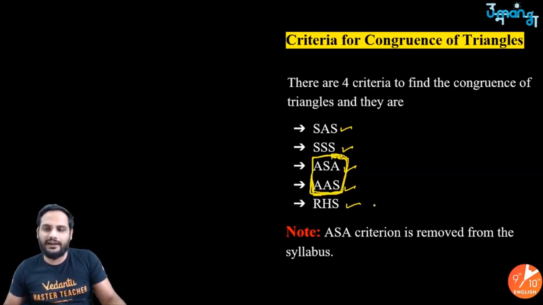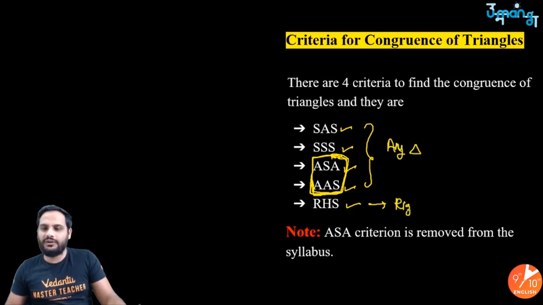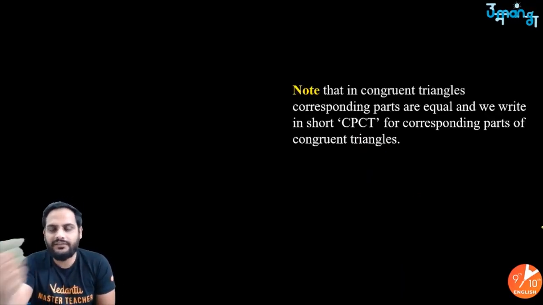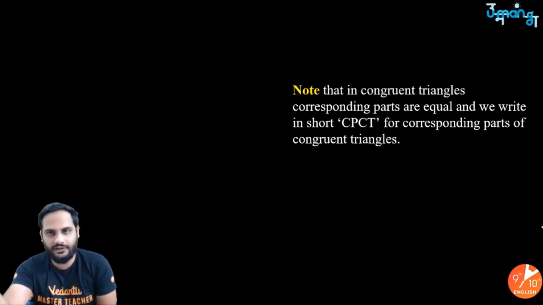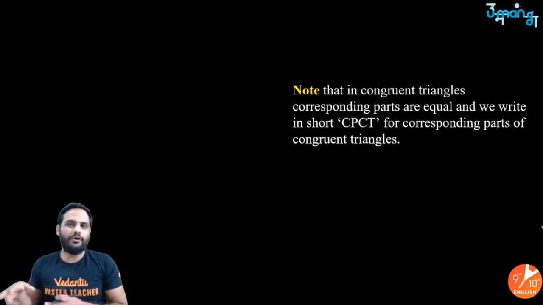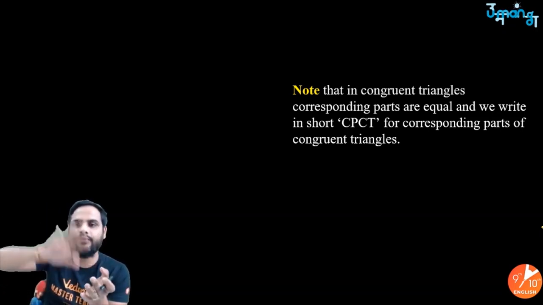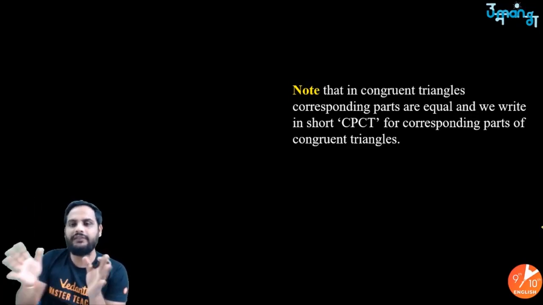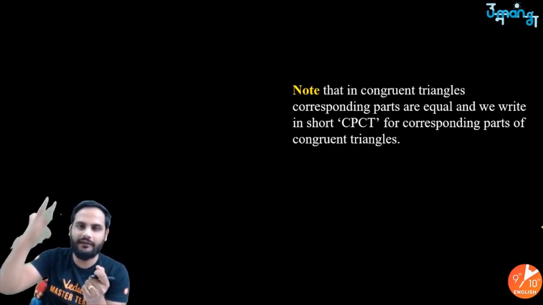And then RHS. So RHS, there is a special part. The first four are applicable for any triangle, but this is applicable only for right angle triangles. Now, as I know beta that in two triangles the corresponding parts are equal, so once I prove that two triangles are congruent, then even the other information which was not given, I can say कि हाँ, those corresponding angles will be equal and corresponding sides will be equal. So whenever we write that, we write the reason as CPCT, that means corresponding parts of the congruent triangles.